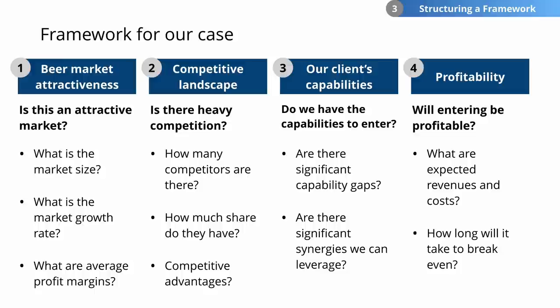It might sound something like this. To decide whether or not our client should enter the market, I want to look into four main areas. 1, I want to look into the beer market attractiveness. Is this an attractive market to enter? I'd want to look into areas such as the market size, growth rate, and profit margins.